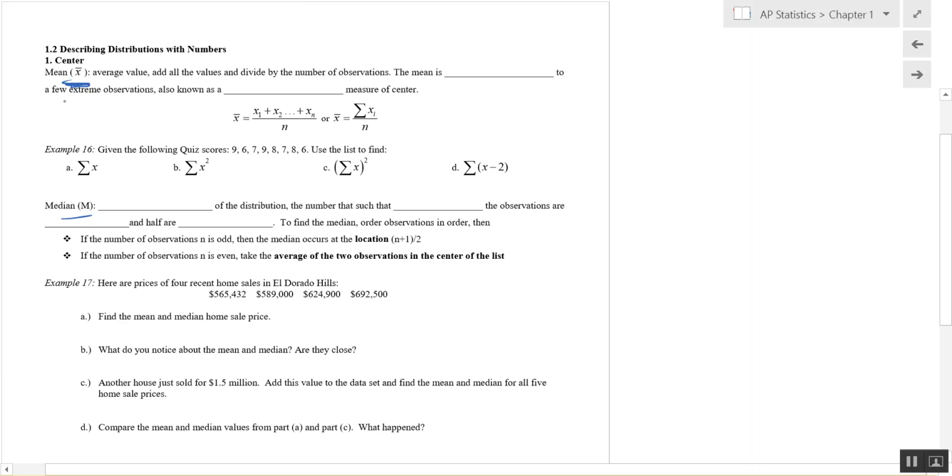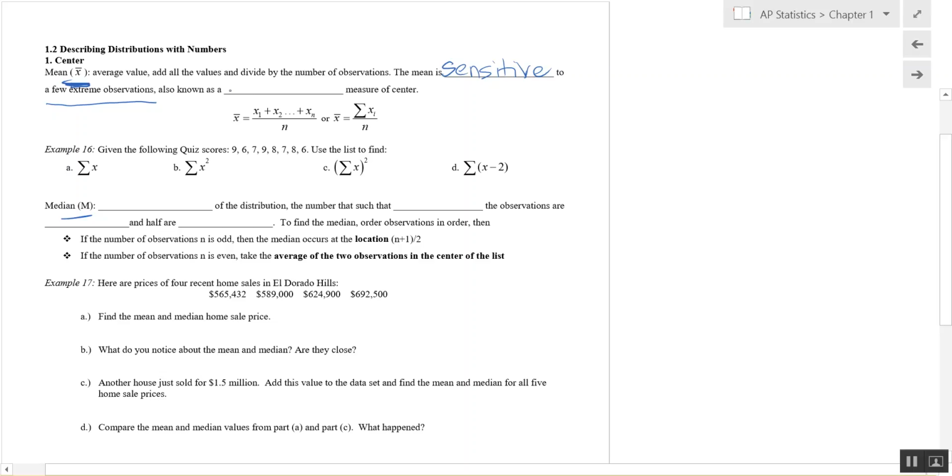The mean is the average value. You add up all the values and divide by the number of observations. The mean is sensitive to a few extreme observations. This is imperative that you understand. It comes up in all sorts of different ways all throughout the year. So the mean is sensitive to extreme observations.